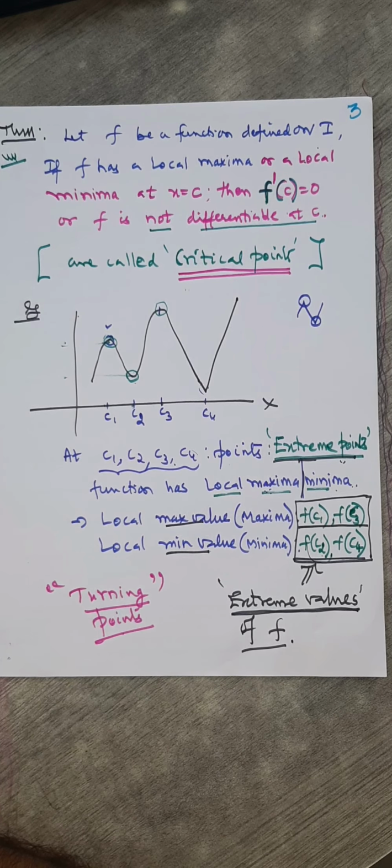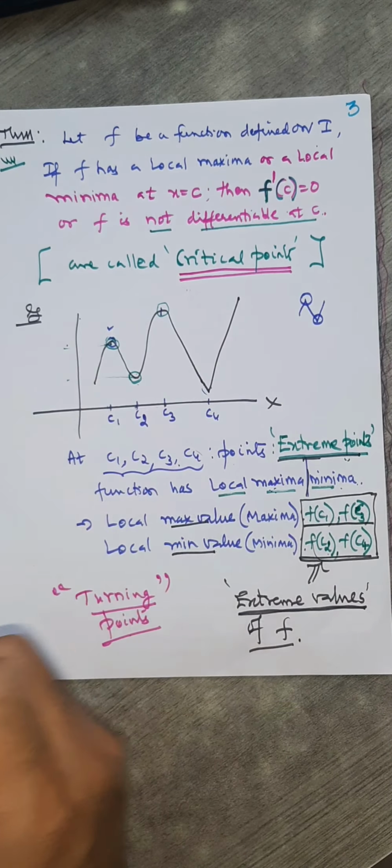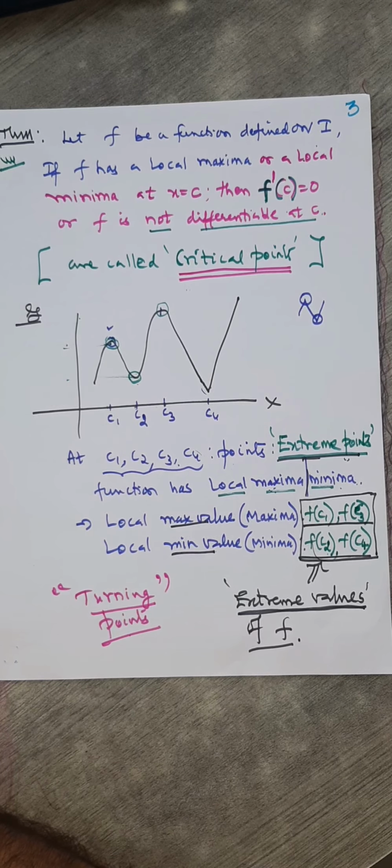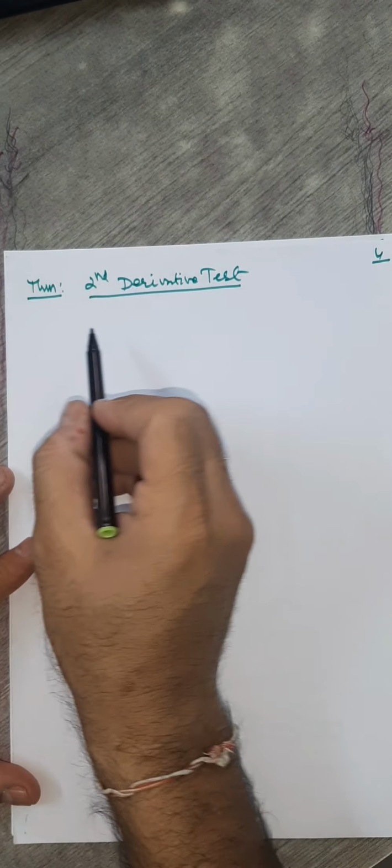Now when we say turning points, that means at that place the function may have local maximum or local minimum. Now we want to distinguish these two. Out of these two, which one has local maximum, which has local minimum? So for that, we have one more theorem. We'll just state it without proof. So next we have an important theorem, which is called the second derivative test.